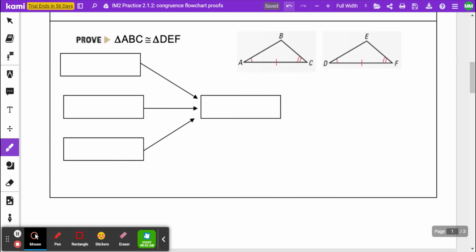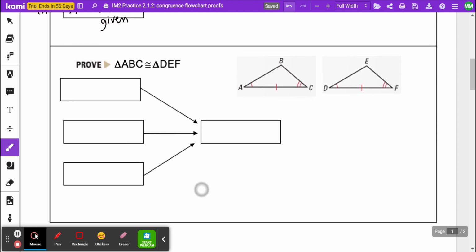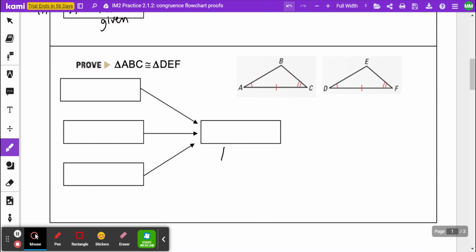Next proof. Okay, I see here that I have two angles and an included side. So I know right away I'll be using angle, side, angle congruence. That means I'll need to make a statement about an angle, a side, and an angle in sequence. Let's write our congruent statement. Triangle ABC is congruent to triangle, let's be careful. A corresponds to D, B corresponds to E, C corresponds to F.